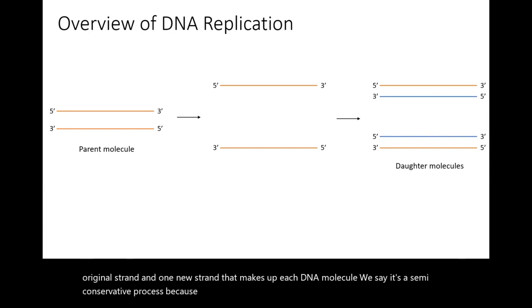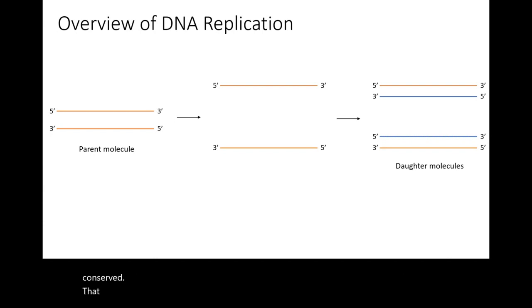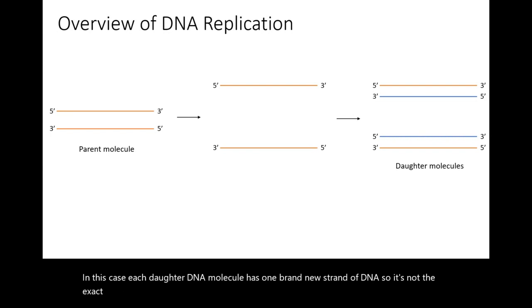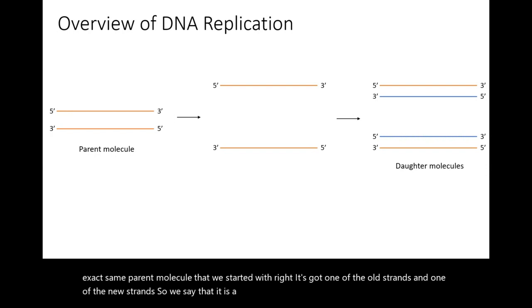Because in biology, when something is conserved, like completely conserved, that means it is identical to what it was before. Well, in this case, each daughter DNA molecule has one brand new strand of DNA. So it's not the exact same parent molecule that we started with, right? It's got one of the old strands and one of the new strands.